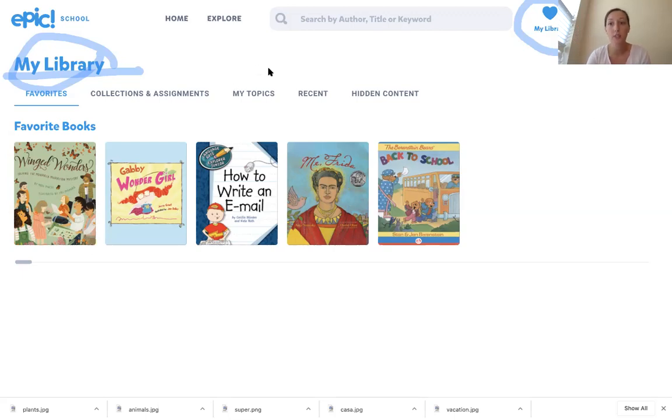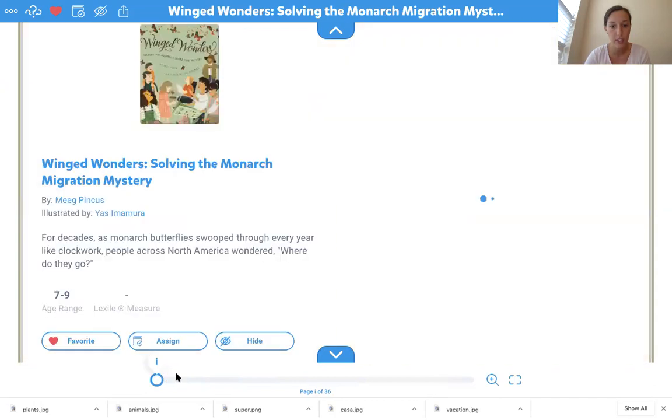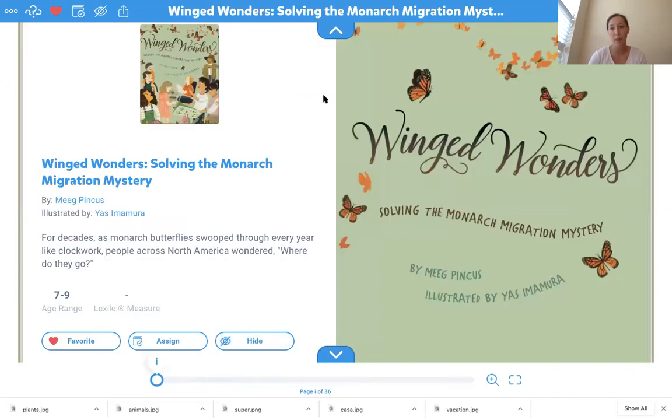Before I show you how to do that on yours, we're going to read another story today. And I think you guys will really like this one because it's called Winged Wonders. So when you're in your library, you're going to click the book just like you guys have seen me do all week. And it's going to open up like this. Now, I don't know why that's on the wrong page. But okay, so this is the first page.